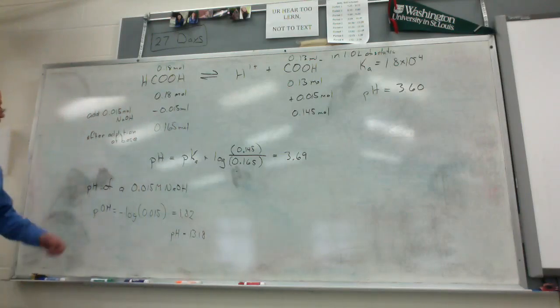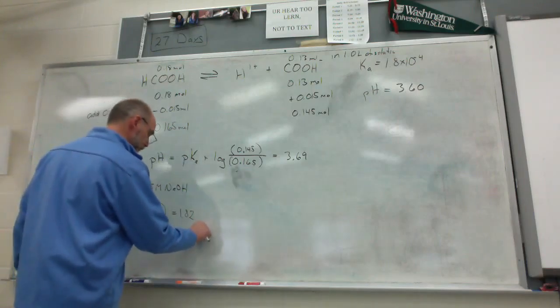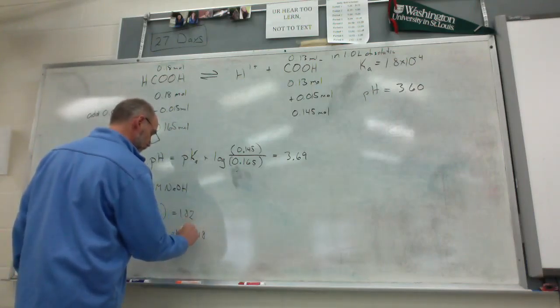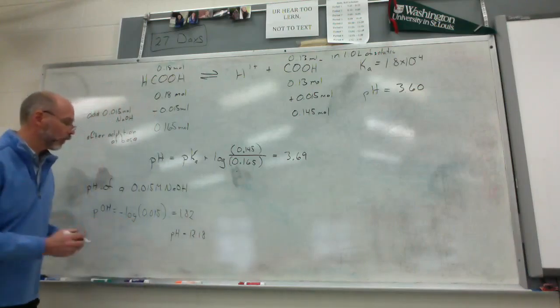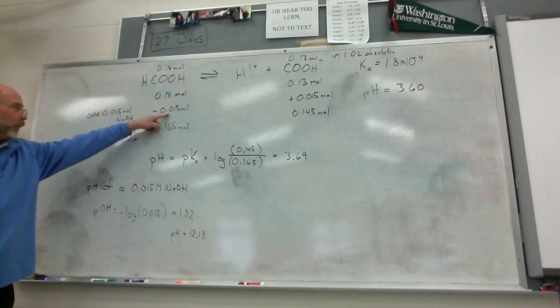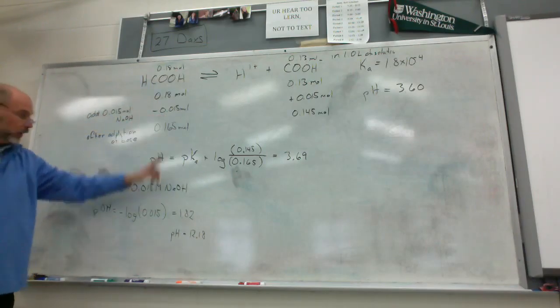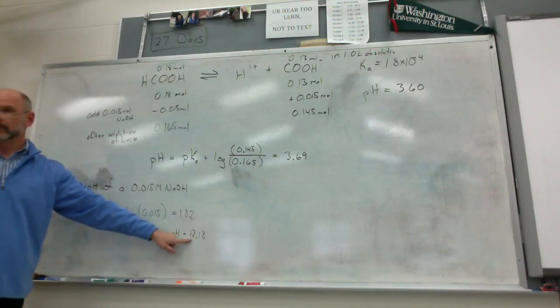Now watch what happens. What's that? 12, my bad. 12.18. So, if I just add 0.015 mole of sodium hydroxide to 1 liter of pure water, that's what the pH would be, 12.18.